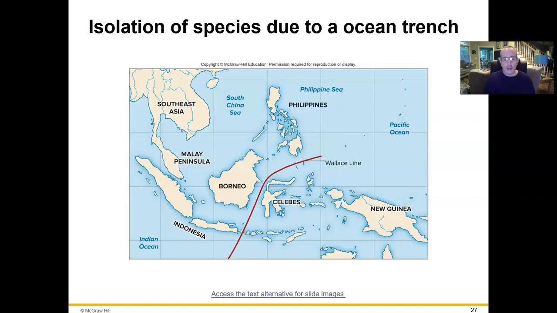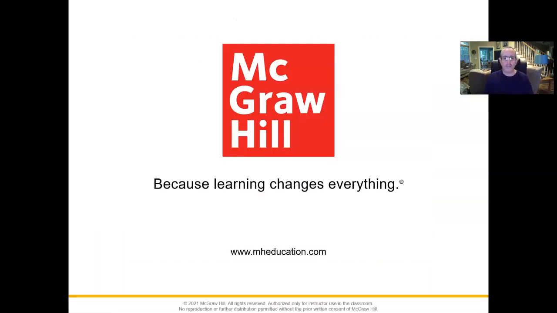This is just a slide. You can read about this in your textbook. There's a deep ocean trench here. This is in the Southeast Asia area right here. You have the Philippine Sea, the Pacific Ocean, the Indian Ocean out here. There's a deep trench right here. And there's a definite difference in life and evolution on this side of this trench versus this side of this trench. That just shows what can happen when you have something geologic happening in something like the biosphere.